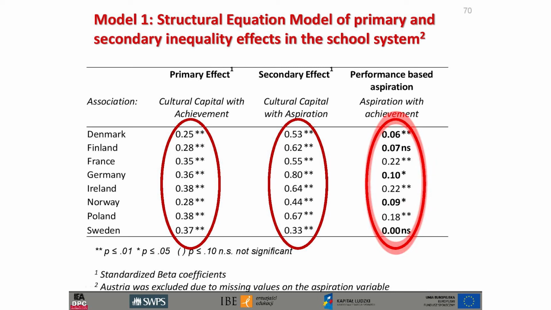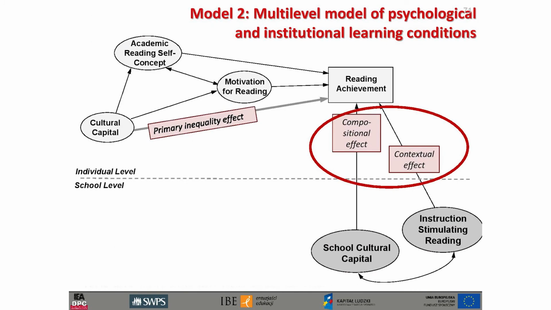I found this very interesting. So what I did then is adding those school cultural capital and instruction stimulating for reading to estimate the compositional effects and the contextual effect. This is just to point out that in this model, the standardized beta for the primary effect is almost the same or very similar to the previous model, just to control that my models don't differ so much from each other.